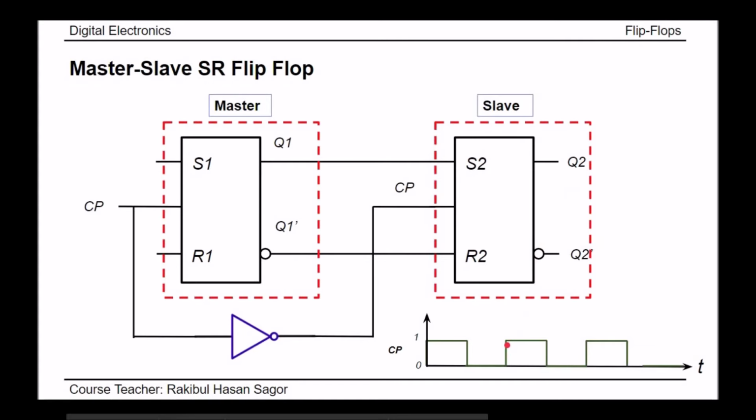So we can say when the clock pulse is 1, master is activated, slave is deactivated. When clock pulse is 0, master is deactivated, slave is activated. So to transfer data from the input side to the ultimate output side, first when clock pulse goes from 0 to 1, during this period of time, data will be transferred from the input side to the intermediate position. Then when clock pulse is 0, during this time, the data will be transferred from this intermediate position to the final output position.